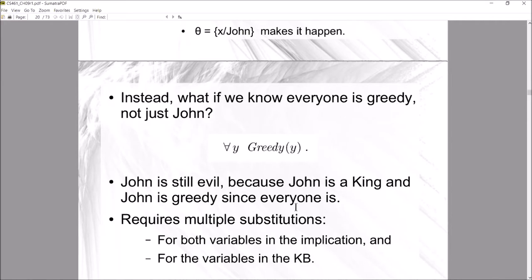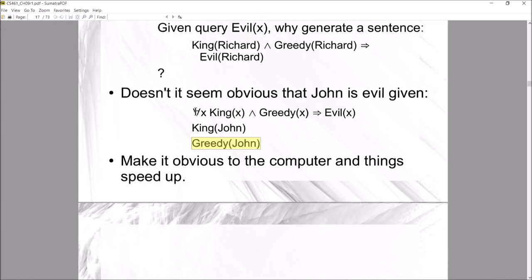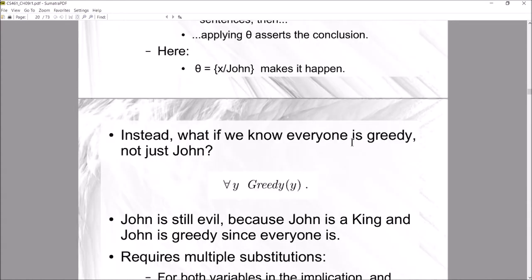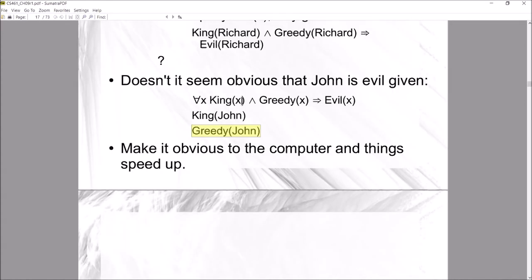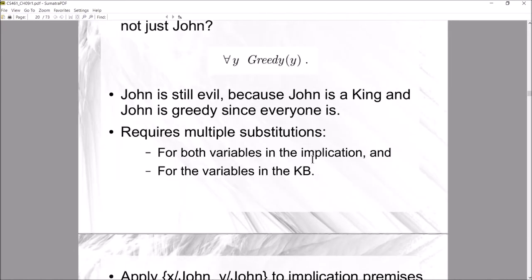But to make this work, to make the inference go, you have to still do your substitutions. So we need to substitute something for the variables in the implication, and we have to substitute something for the variables in the knowledge base. So remember that implication is this guy right here, right? For all X, king of X and greedy X implies evil X. And remember, we replaced greedy John with for all Y, greedy Y. So we need substitutions for X and for the Y to make everything work, okay?